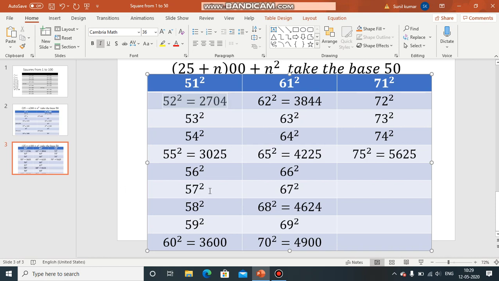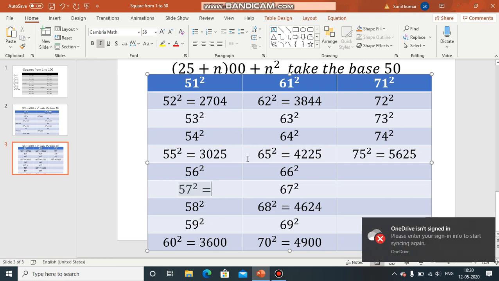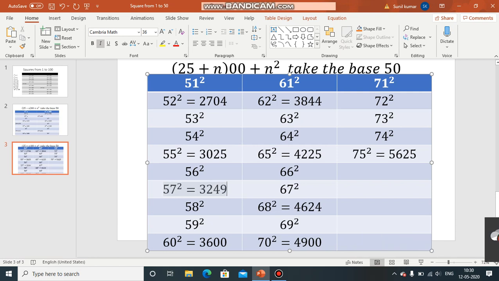Now what about 57 square? Suppose I want 57 square, I am taking a big one. It will be 50 plus 7, so n is 7. 25 plus 7 is 32, so 3200 plus 7 square, which is 49. So 3249. So simple here. 51 to 60 is simple, but in the bigger ones we have to add, and that's why we are getting a little complication.